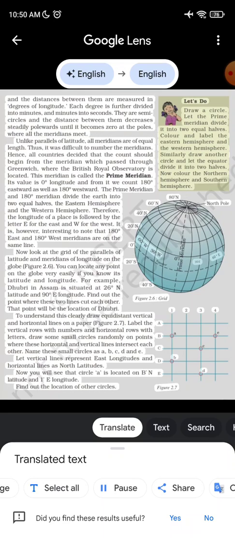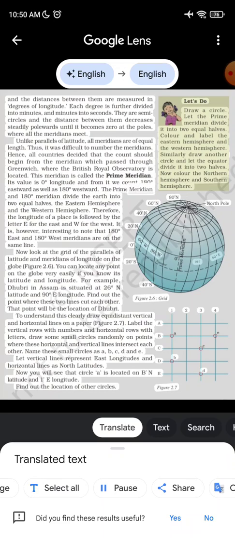Thus, it was difficult to number the meridians. Hence, all countries decided that the count should begin from the meridian which passed through Greenwich, where the British Royal Observatory is located. This meridian is called the prime meridian. Its value is 0 degrees longitude and from it we count 180 degrees eastward as well as 180 degrees westward.